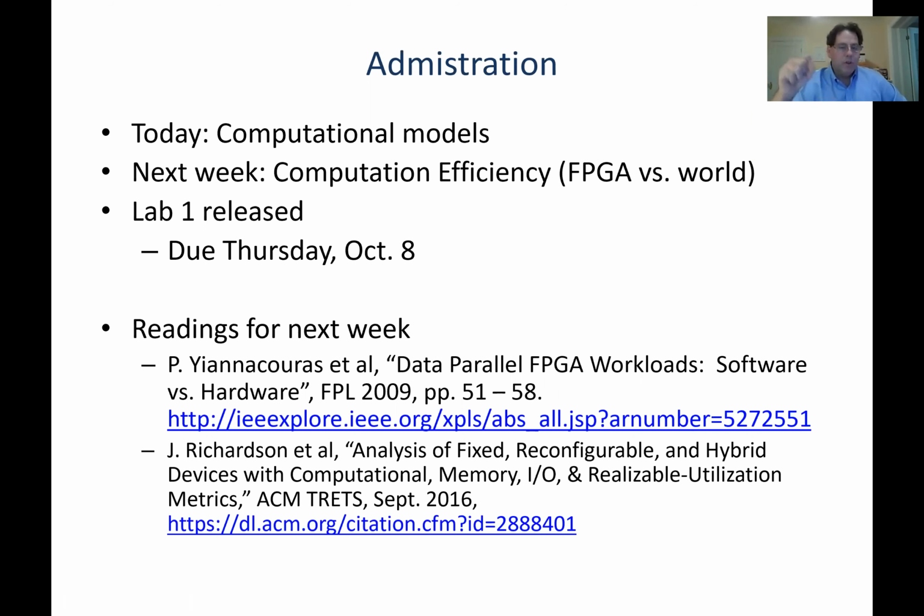So Lab 1's been released. Hopefully everybody's gone and taken a look at that. It's partly a tutorial on how to use CAD tools. So Quartus and ModelSim, which are, well, Quartus is for Intel FPGAs, but other vendors have similar CAD tools to implement a design, and then ModelSim is the most popular simulator to verify your design.